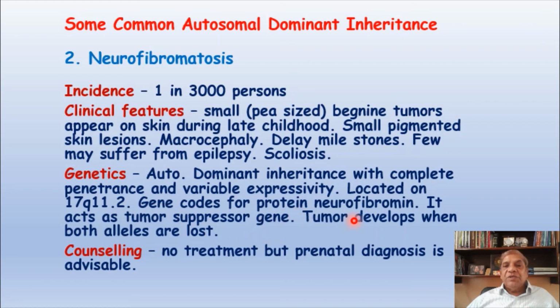The gene codes for the protein neurofibromin, which is responsible for the normal formation of skin and nervous tissue. It acts as a tumor suppressor gene. Cancer genetics is not in your course, but cancer is controlled by various genes so that cancer should not appear, and these genes are called tumor suppressor genes. When there is a mutation in this tumor suppressor gene, the neurofibromin protein is defective, so it cannot suppress the formation of those benign tumors in the skin. Tumor develops when both alleles are lost. That is something different, and I will not go into the detail of this.